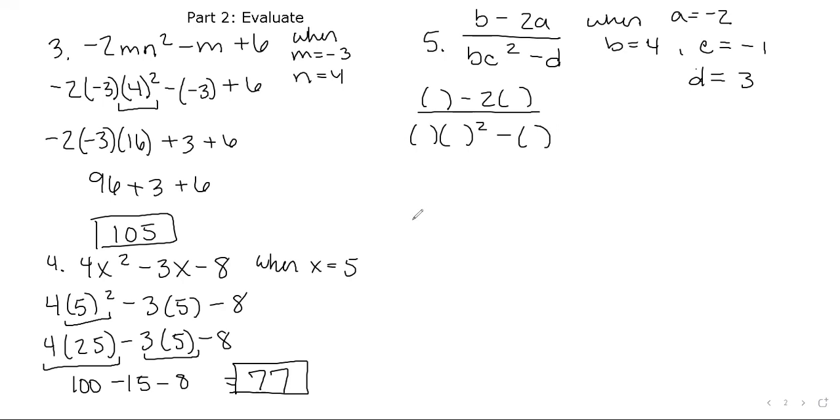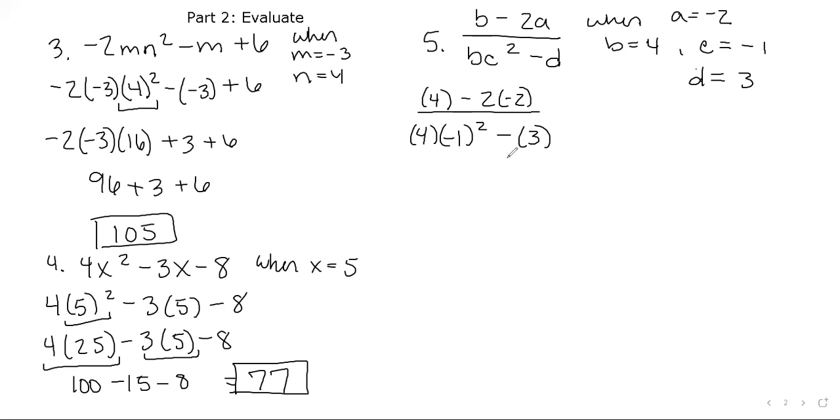All right, I rewrote it and left a gap. Now I'm going to plug everything in. So A equals -2. We had an A right here. B equals 4. We had a B here and here. C equals -1. We had a C here. And D equals 3. We had a D there. All right. Now we need to simplify it. Okay. After we plug in, when we evaluate, then we simplify it.